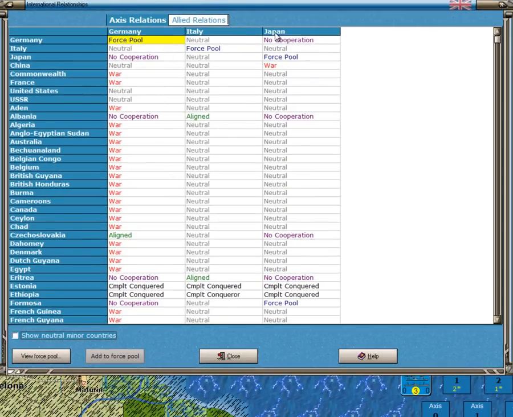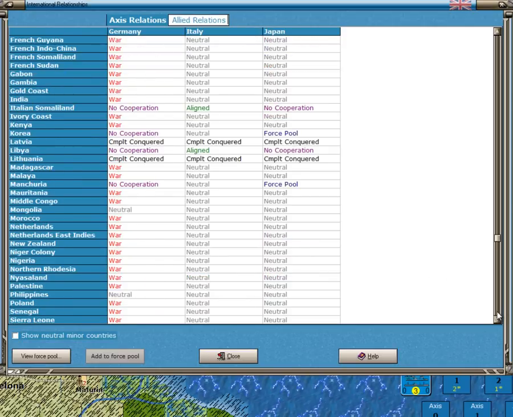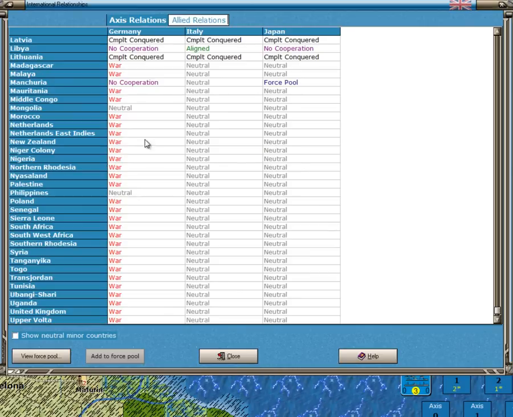Here are the three Axis major powers, and running on a list down the right-hand side are all the minor countries and what the current status is. You can see that Germany is at war with a lot of countries, and that's because it's at war with the Commonwealth and France. So it's at war with, say, Senegal, because Senegal is aligned to France. And it's at war with Tanganyika because Tanganyika is aligned to the Commonwealth.